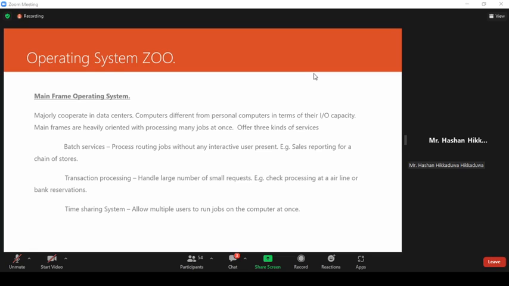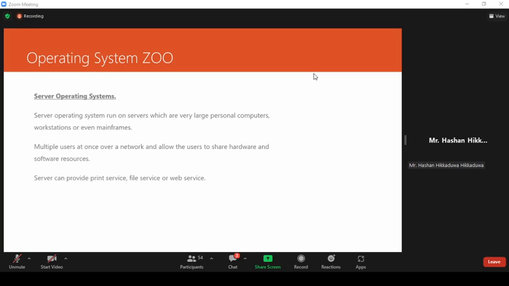If you take batch service, it processes routine jobs without any interactive user present. Then time sharing system means allowing multiple users to run jobs on the computer at once. We actually talked about this time sharing. It allows multiple users to run jobs on the computer at once.